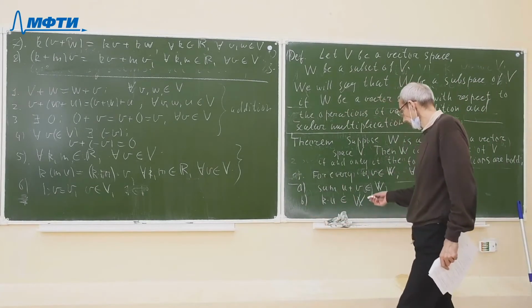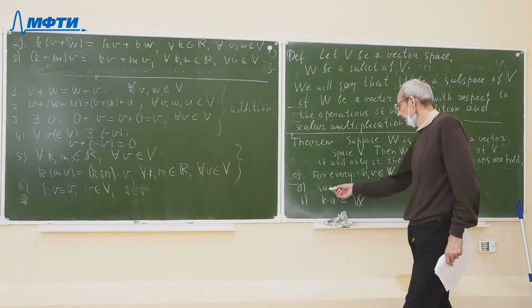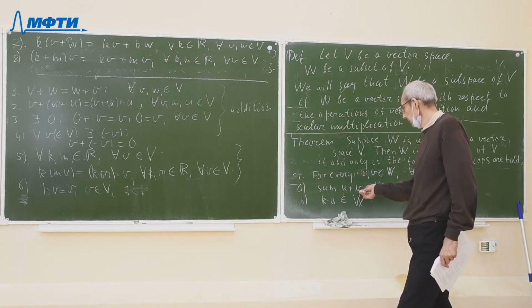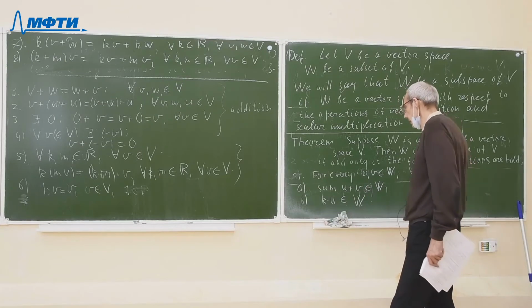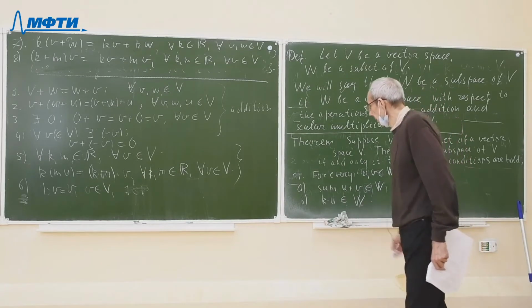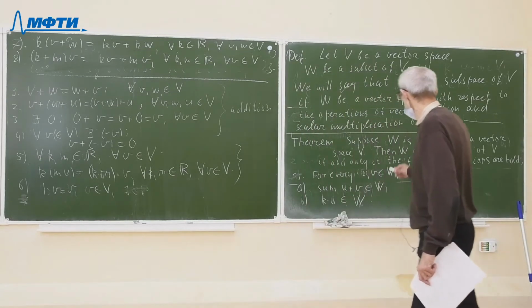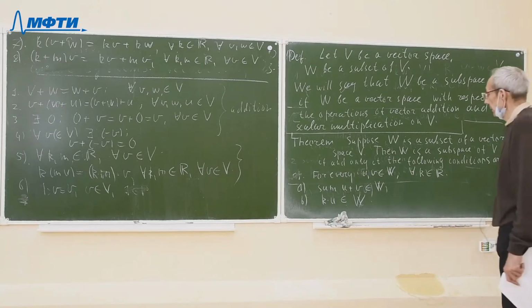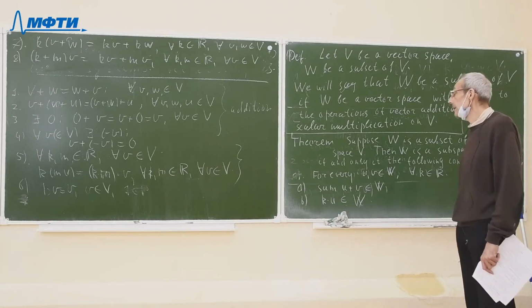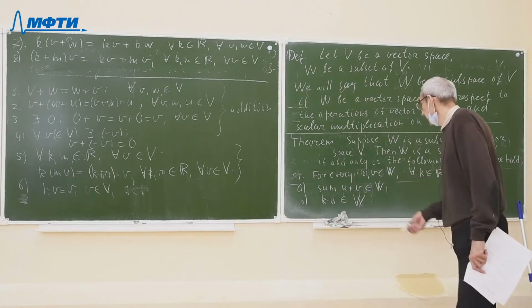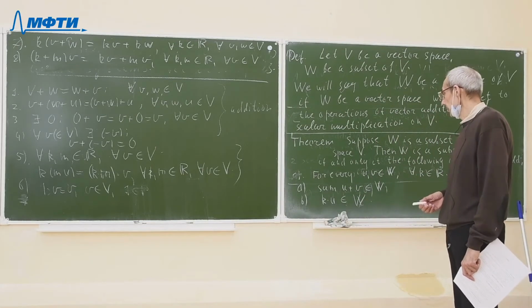This says that our subset is closed under the operation of vector addition and closed under the operation of scalar multiplication. And we can say that subset W is a subspace of the vector space V if and only if this subset is closed under the operation of vector addition and scalar multiplication. Let's prove this simple theorem.